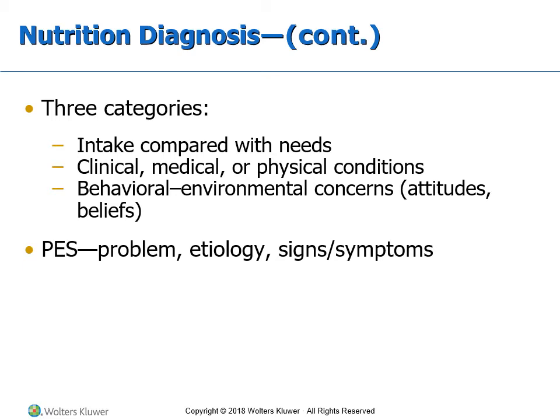Now remember, our diagnostic codes have three major categories. Intake, so again, you're comparing the intake of a nutrient with needs or a standard. Clinical, medical, or physical conditions, and then behavior and environmental concerns such as attitudes, beliefs, which is what the last case study that you worked on really focused on, was looking at those behavior changes and attitudes. And again, it always follows that same structure: problem, etiology, and signs and symptoms.